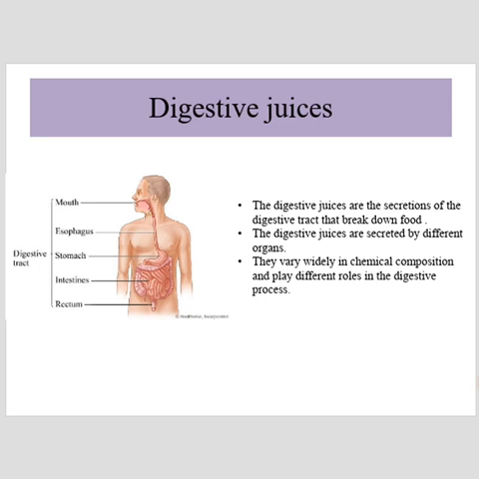The digestive juices are the secretions of the digestive tract that break down food. So the digestive juices help us in breaking down food. The digestive juices are secreted by different organs. Yes, they can be secreted by the mouth, the esophagus, the stomach, or the intestines.